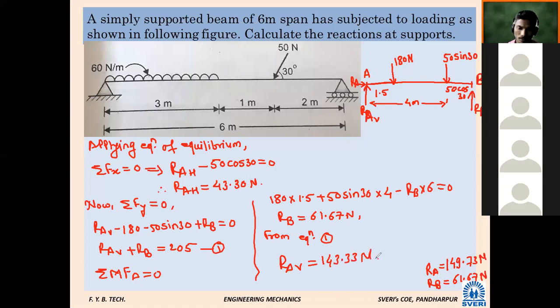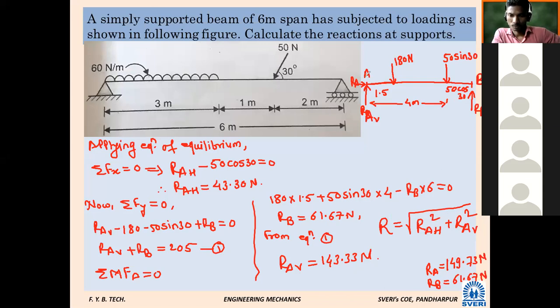Like this, and you can calculate R, which is equal to the square root of RAH square plus RAV square. So these will be the values. Very simple problem, same procedure. Shall we go next? Have you got the answer? Once again, I will check. Yes, sir.